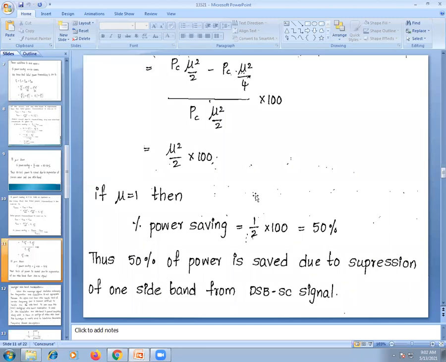Whereas in the previous example, 83.3% power saving by SSB with respect to DSB-FC. In this example, 50% power is saved with respect to DSB-SC. With DSB-FC, 83.3% power is saved, and with DSB-SC, 50% power is saved. So that is the concept in these power calculations.